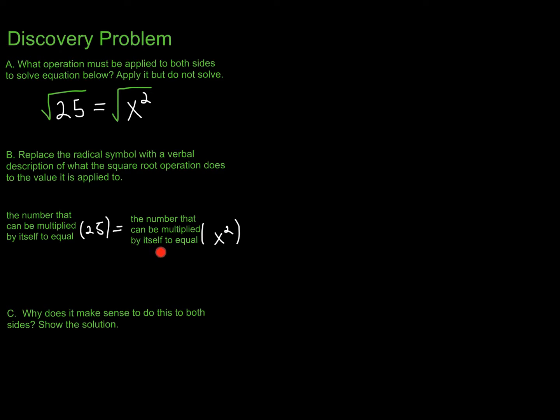What is the number that can be multiplied by itself to equal x squared? Very simply, it's x, because x times x is x squared. So when we apply this operation, what are we left with? We're left with x. So it makes sense to apply this operation because we're trying to solve for x. And so applying this operation allows us to undo the squaring and be left with just x by itself. Working on the left side of the equation, we're asking ourselves, what is the number that can be multiplied by itself to equal 25? And in this case, we actually get two values, right? We could either have positive 5 or negative 5. So we'd write it as plus or minus 5. And there we have solved the equation.